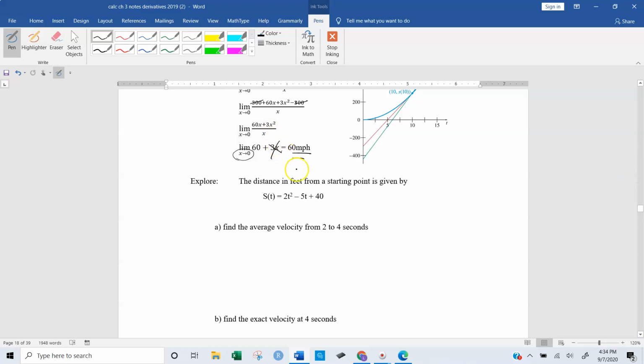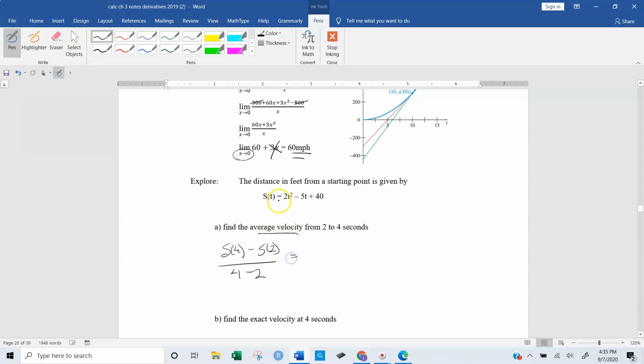Okay, the distance in feet from a starting point is given by this. Find the average velocity from 2 to 4. So that means we want to do s of 4 minus s of 2 all over 4 minus 2. So now we got to plug the 4 into the equation.